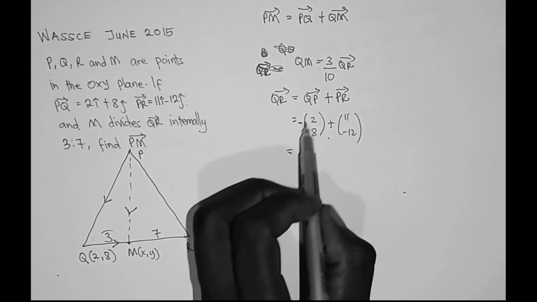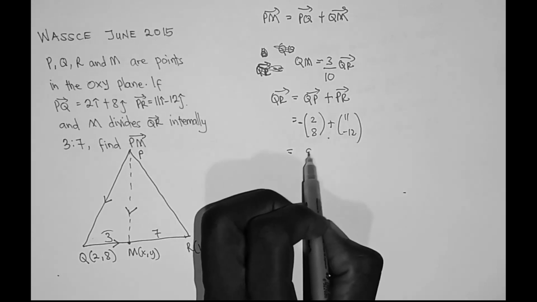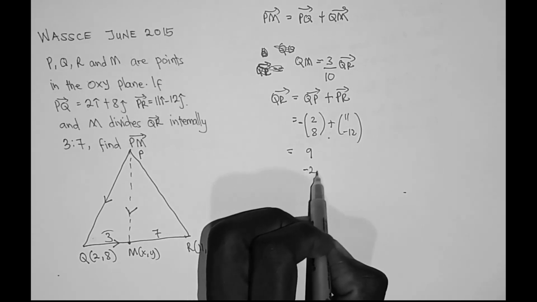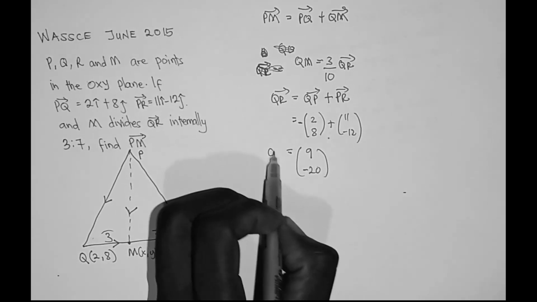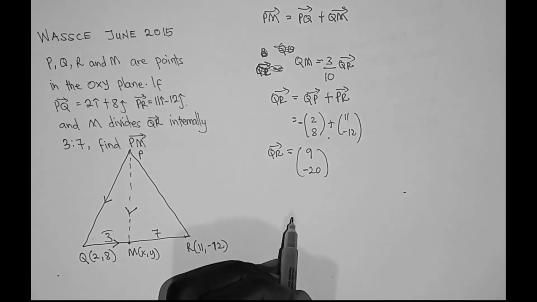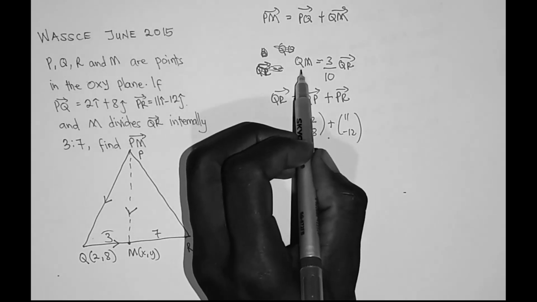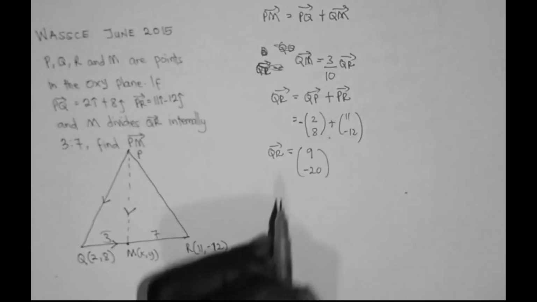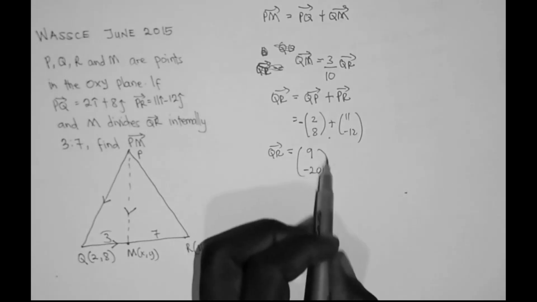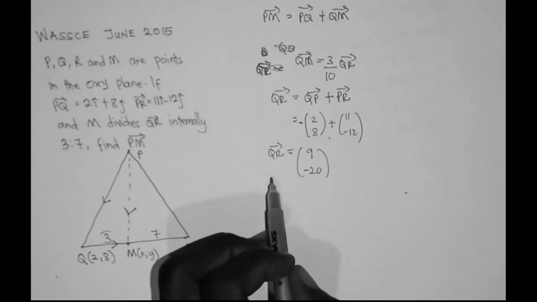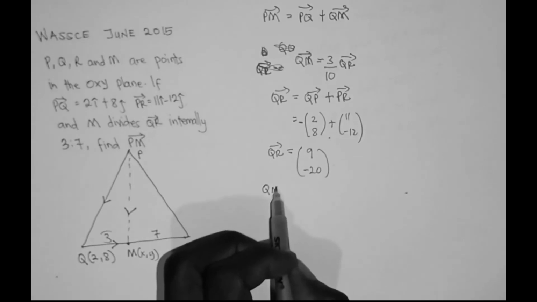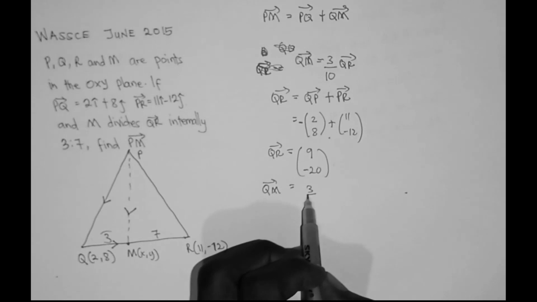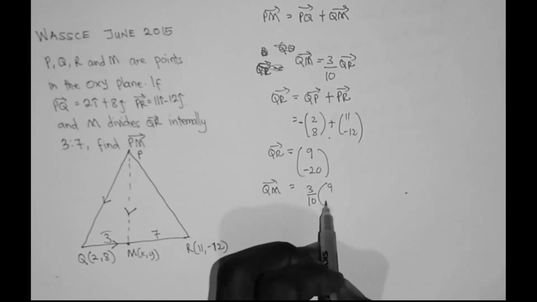So minus 2 plus 11 is 9, and minus 8 minus 12 is minus 20. So the vector QR is (9, minus 20). But we said this vector QM equals 3 over 10 QR, so we need to multiply this vector by 3 over 10. So QM is equal to 3 over 10 times (9, minus 20).